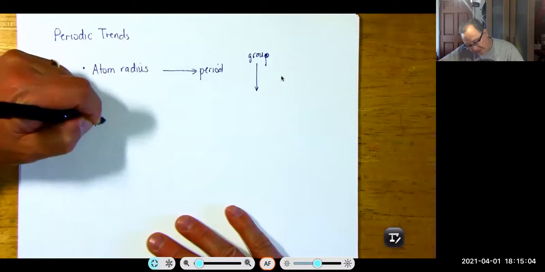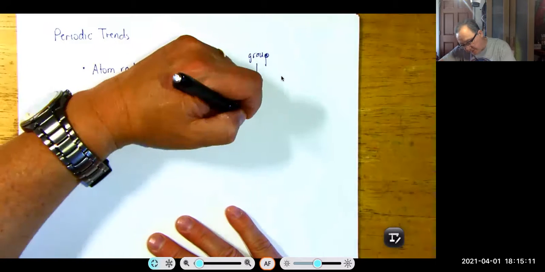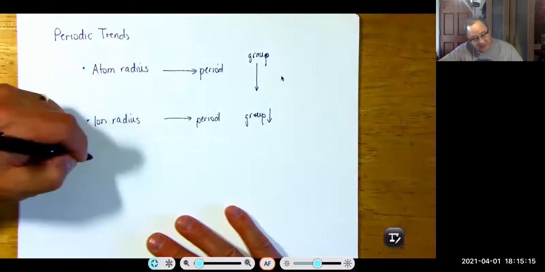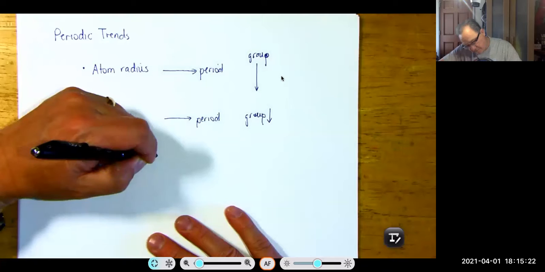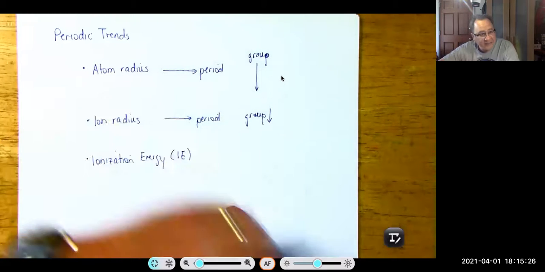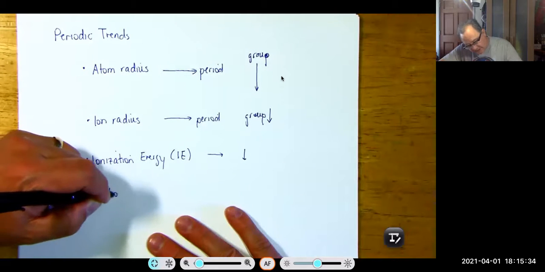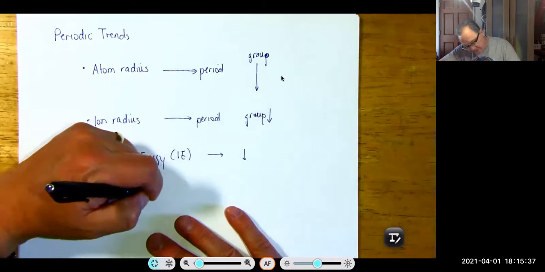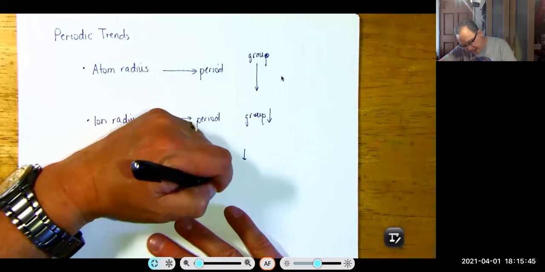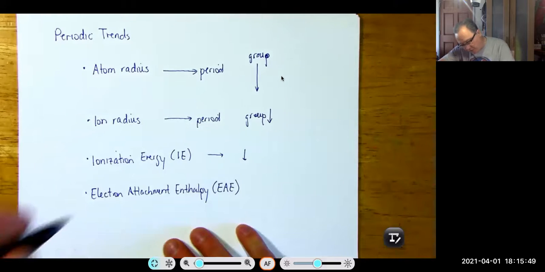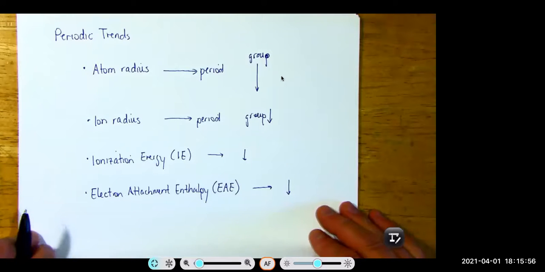We're also going to look at ion radius. And here again, we're going to look at a period trend, and we're going to look at the group trend. We're also going to look at something called ionization energy, which I like to abbreviate as IE. And we're going to look in a period and a group. And then there's something called electron attachment enthalpy, and I'm going to abbreviate this EAE. And we're going to look in the period and the group at each one of these. Okay? Sounds good.